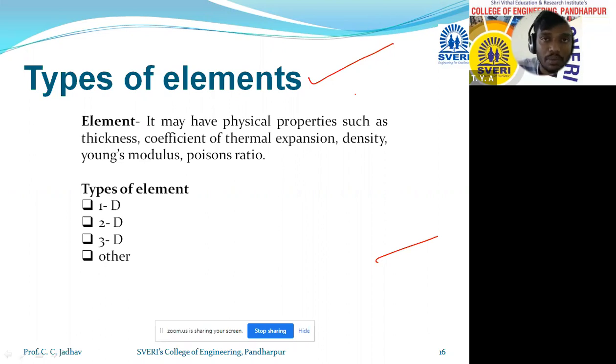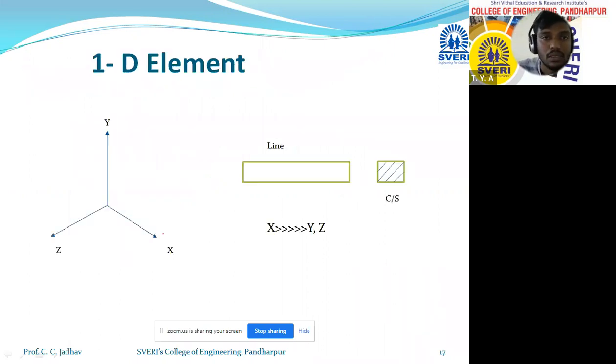By using one dimensional, two dimensional, three dimensional, or other. That thing we will see in these types of elements. Actually, in these types of elements you can see there are four types, actually three types of elements: one dimensional, two dimensional, three dimensional, and other, which means we will see one example of how we can define that element in other terms. Okay, so now we can see the first type of element is the one dimensional element.